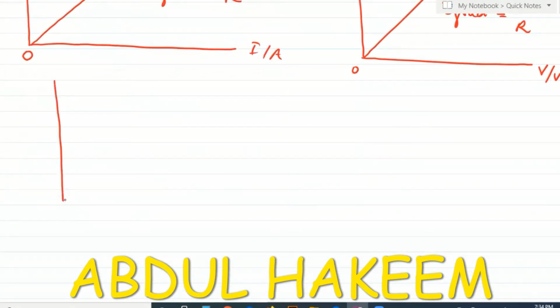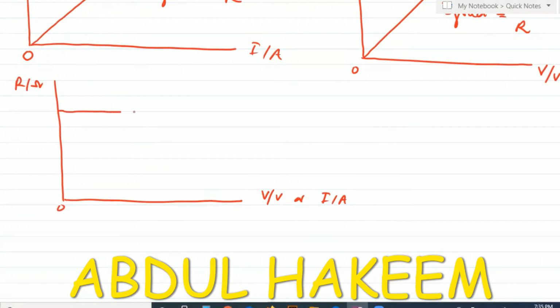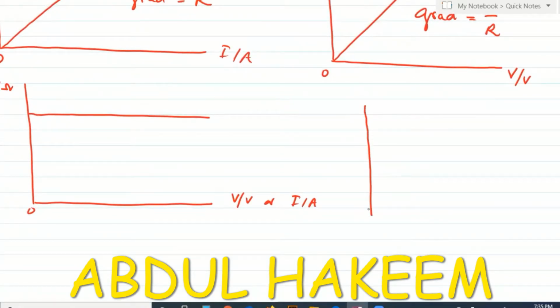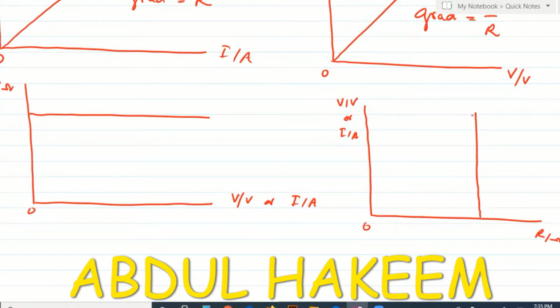And then when voltage or current is at the x-axis and the resistance is plotted at the y-axis, for Ohm's law, resistance is constant. So this is a straight horizontal line because the resistance for Ohm's law is constant. Similarly, if the voltage or current is plotted at the y-axis and the resistance at the x-axis, then it will be a constant vertical line because the resistance is constant.